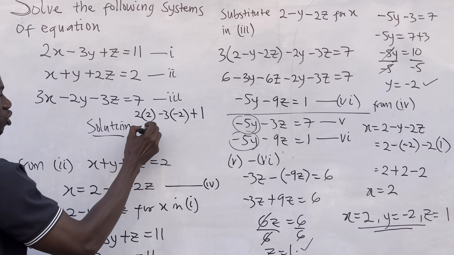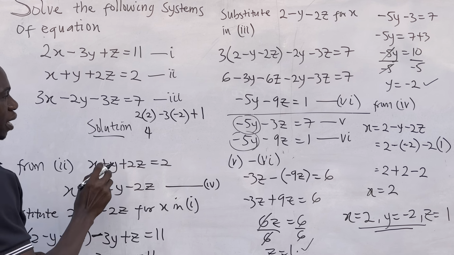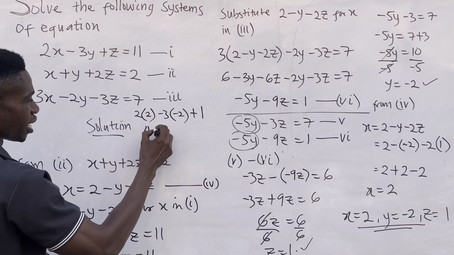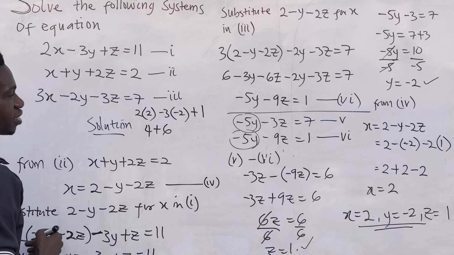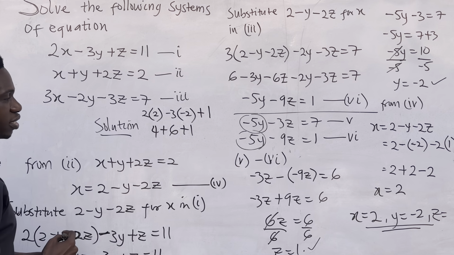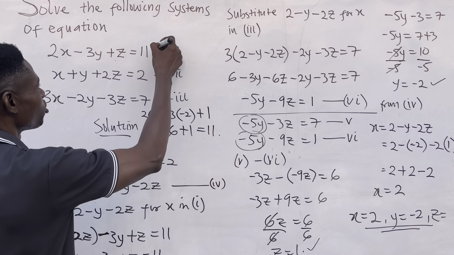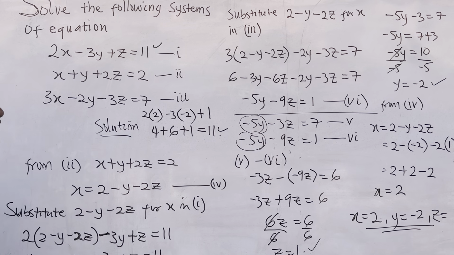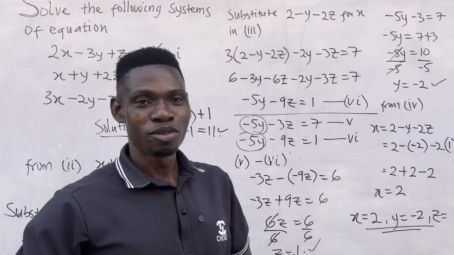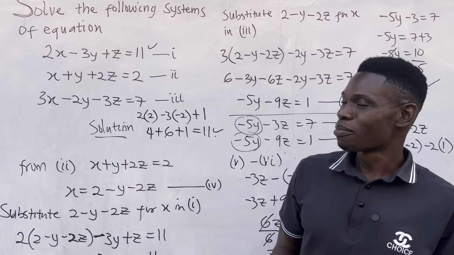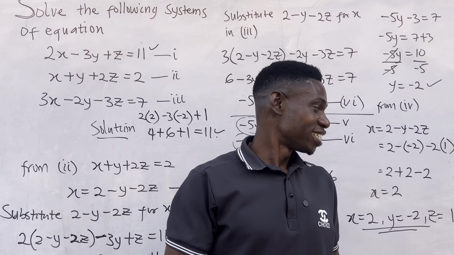So 2 multiplied by 2 is 4. Minus 3 multiplied by minus 2, that's positive 6, plus 1. So 4 plus 6 is 10 plus 1, that's 11. So this is correct. Yeah, so we've succeeded in solving this 3-variable simultaneous equation, and that's the answer.